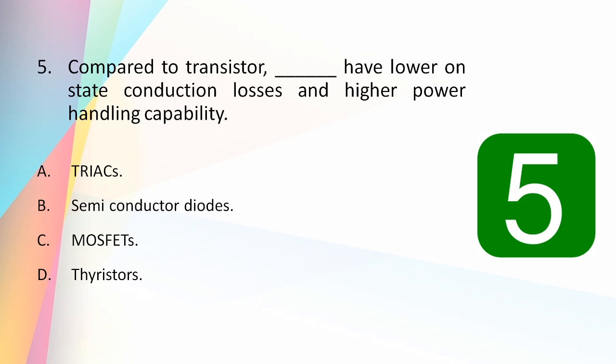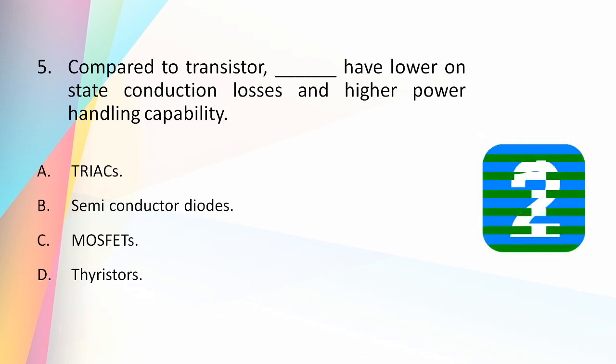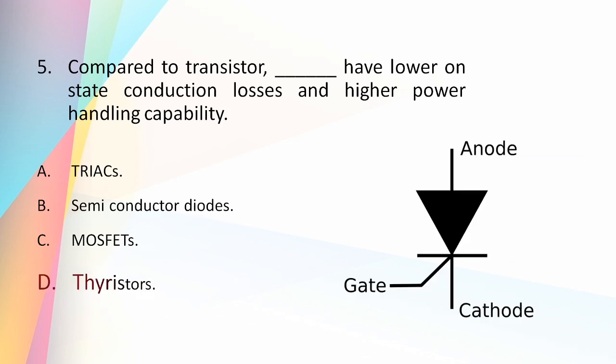Compared to a transistor, dash have lower on-state conduction losses and higher power handling capability. Triacs, semiconductor diodes, MOSFETs, thyristors, and here you go. And the answer is thyristors. As we all know, a thyristor is a solid state device like a transistor which has lower on-state conduction losses than the transistor and higher power handling capacity when compared to the transistor.